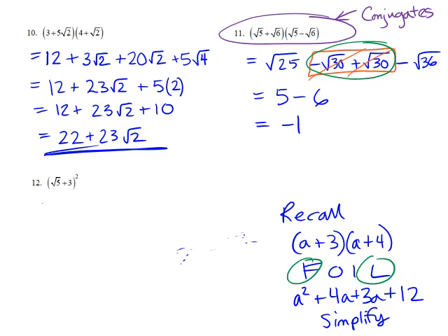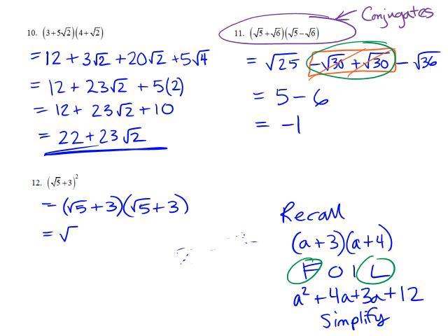In my last example, we have a binomial, in essence, kind of, squared. Square root of 5 plus 3 squared. Remember, when you square a binomial, you're just multiplying it by itself. So we get the square root of 5 plus 3 times the square root of 5 plus 3.